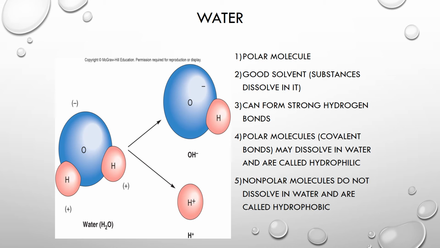If we look at water, let's remind ourselves that water is a polar molecule, meaning that there's unequal sharing of those valence electrons. However, water is going to be a great solvent because substances are able to dissolve in it. It can form strong hydrogen bonds, and polar molecules, which form covalent bonds, may dissolve in water and are called hydrophilic, okay, water-loving. Examples of hydrophilic substances include salt, sugars, and amino acids.